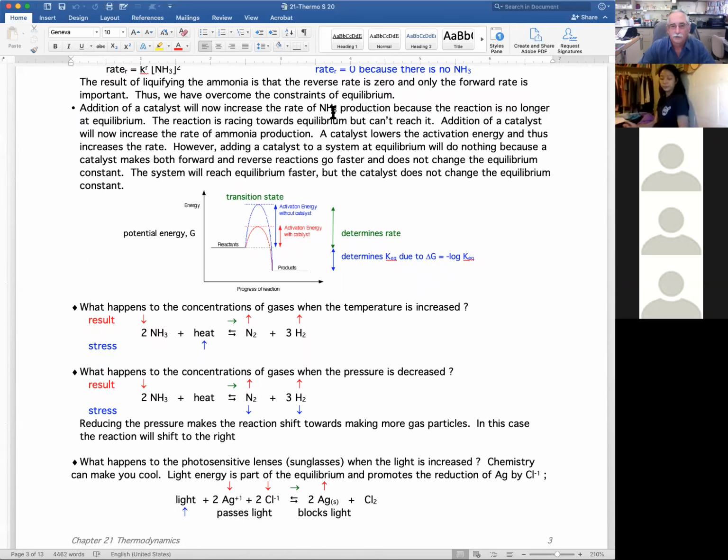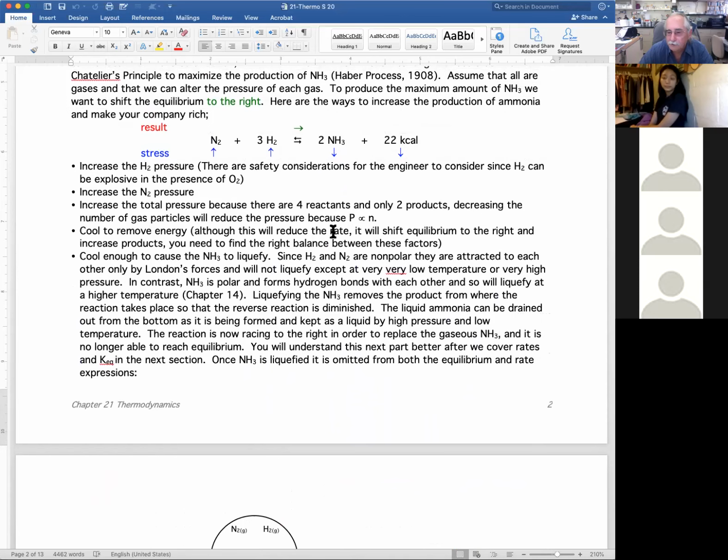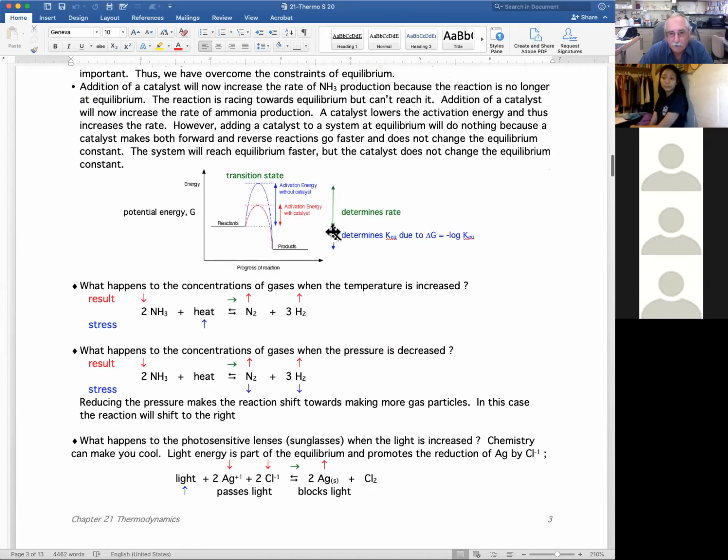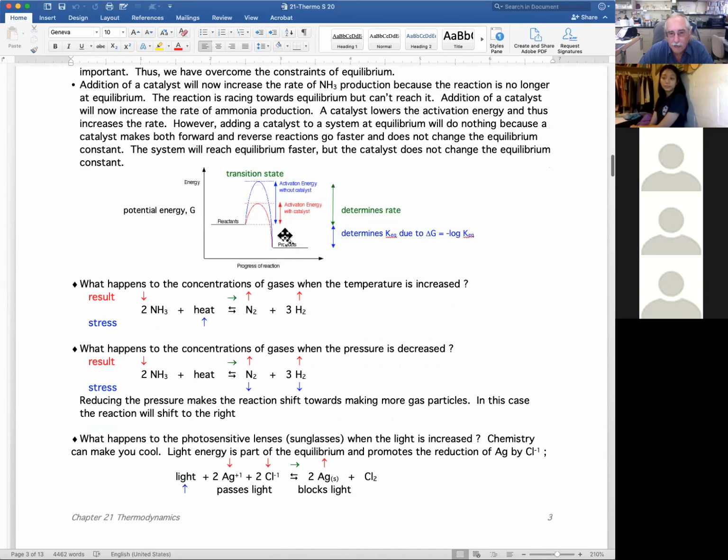So here's what catalysts do. So here's an energy diagram. Here's the potential energy in the reactants. Here's the potential energy in the products. So this difference right here, which is 22 kilocalories, makes it our exothermic reaction, right?